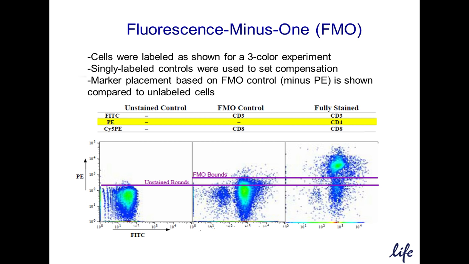You'll notice there is a higher fluorescence intensity with the FMO minus PE control as compared to the unstained cells. So the FMO control contains all of the fluorescence contribution to the negative population from the FITC and PE-Cy5 dyes in the experiment. The marker placement to define the positive events is better determined with the FMO control instead of unlabeled cells.